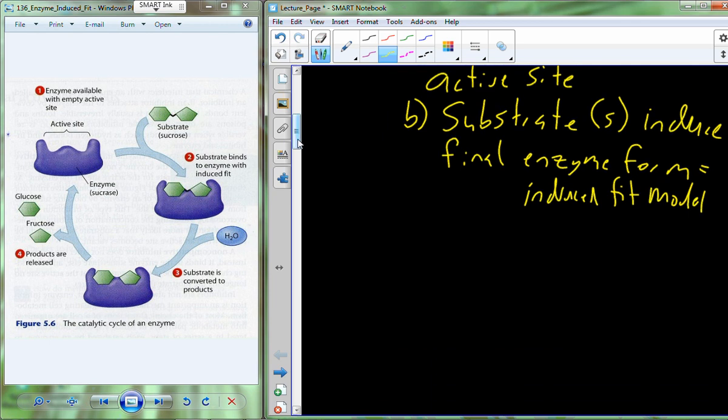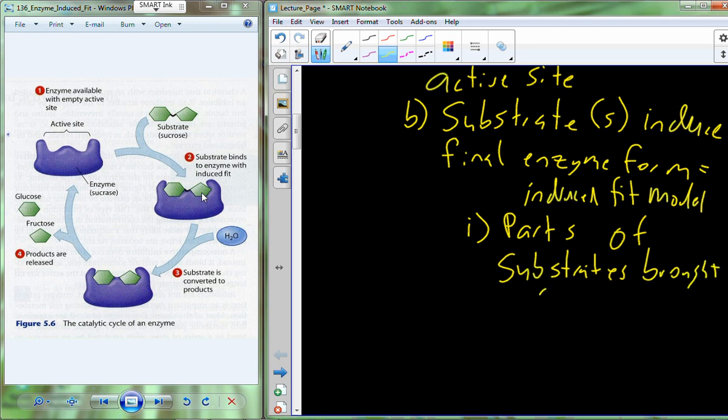Now, when the substrate binds and we form this complex between the enzyme and its substrate, the enzyme changes just a little bit. That change, the induced fit, is what's going to lead towards the chemical reaction occurring. So in some cases, when the substrate is brought into the active site, parts of the substrate are brought close together.